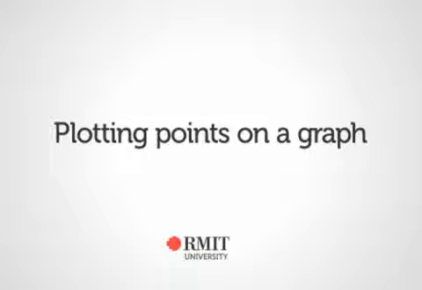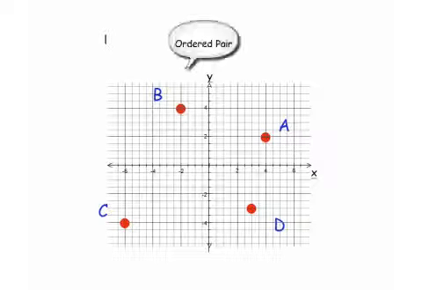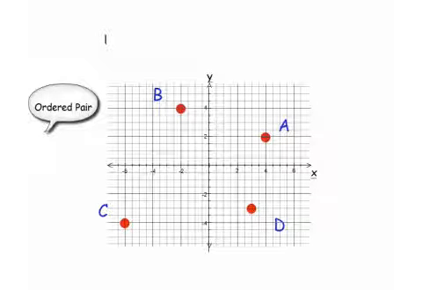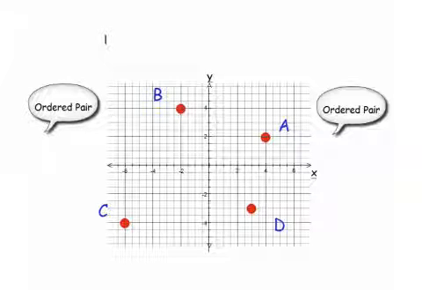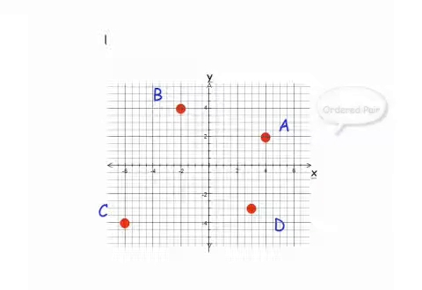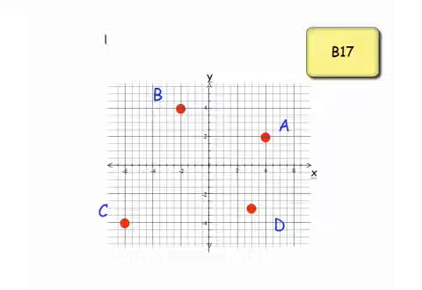Graphs, sometimes known as grids, usually have points or markers on them. The location of this point is given by an ordered pair. For instance, ordered pairs are used to locate points on a street map. For street maps, however, it is common to use a letter and a number, say B17 or D5.